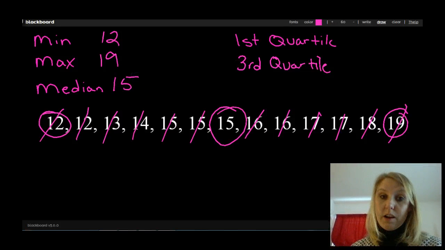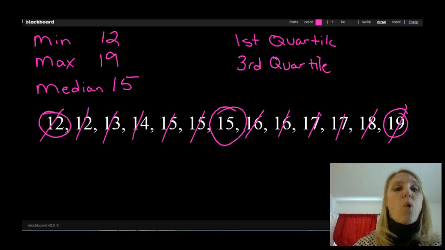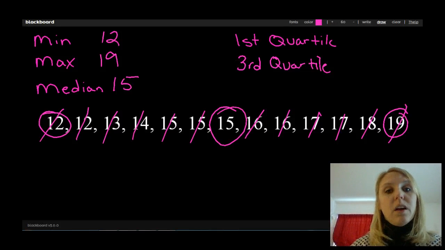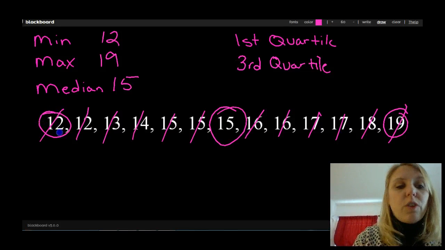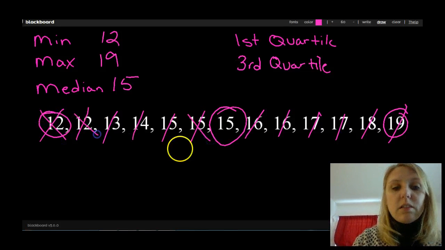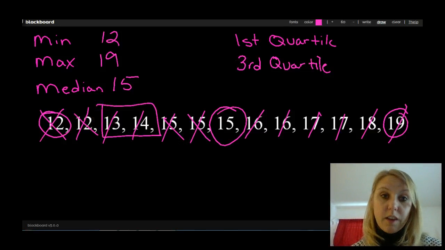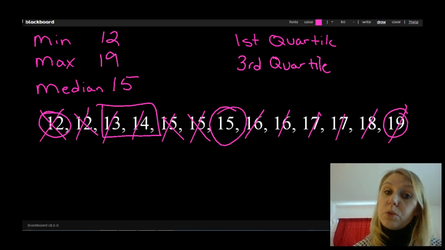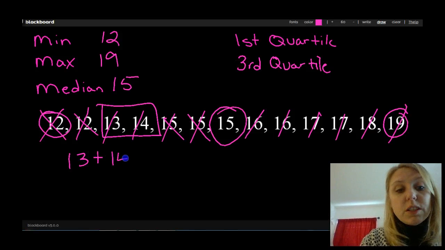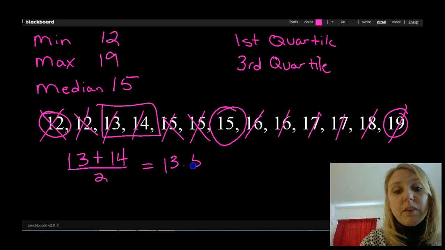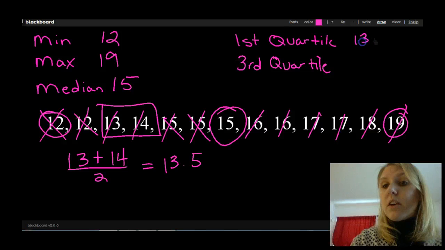Now, the first quartile, that means the first fourth of the data, is the middle of the first half. So just like how I found the median, I'm going to find the middle the same way of the first half. So I'm going to cross it out until I get there. I have two numbers here that could qualify for the first quartile. What I need to do is add those two numbers together and divide by 2. So 13 plus 14 divided by 2 is 13.5. So I will put that on my first quartile.